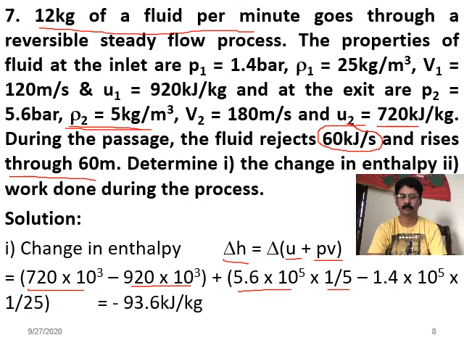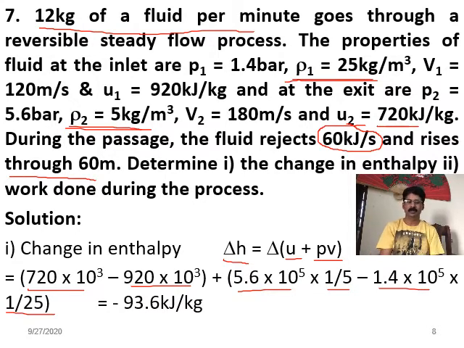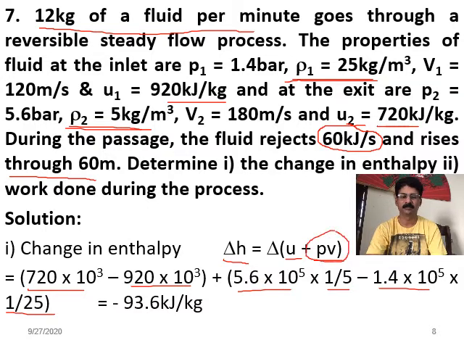Minus P1 into V1. V1, once again you can see in the given data of the problem, rho 1 is given. So here P1 V1, where V1 is the volume per unit mass now, because this quantity is given per kg, so this quantity also has to be per kg only. So V is nothing but the specific volume per kg. Then you will get the change in enthalpy as minus 93.6 kilojoules per kg. So that is the change in enthalpy.